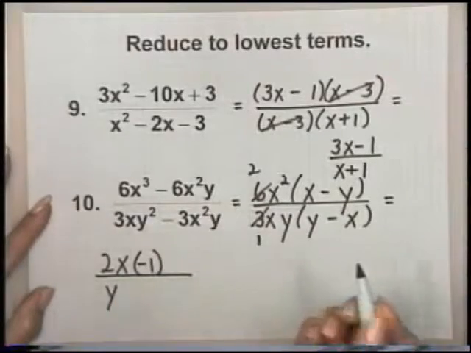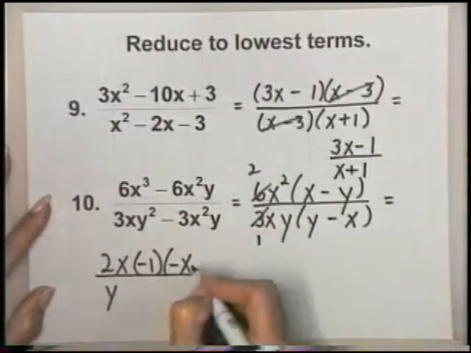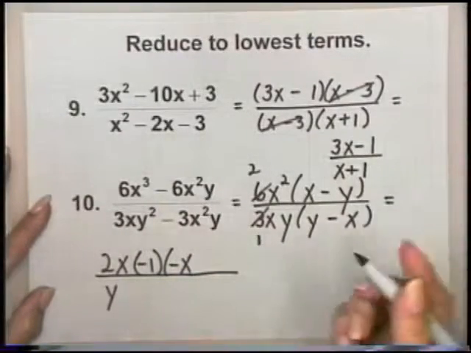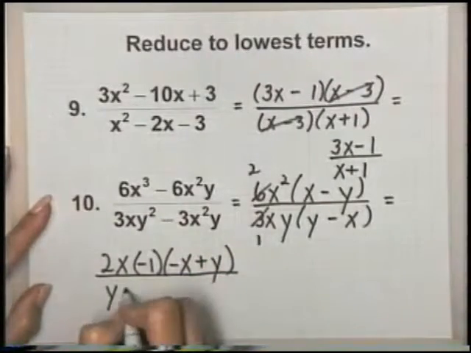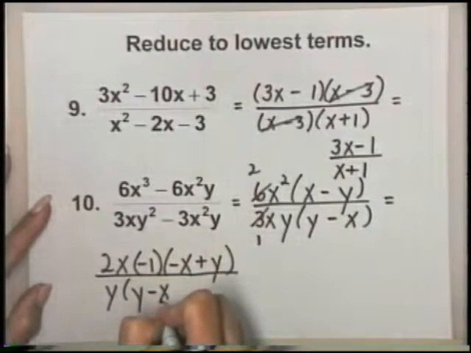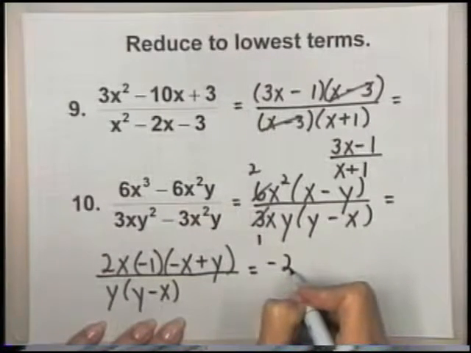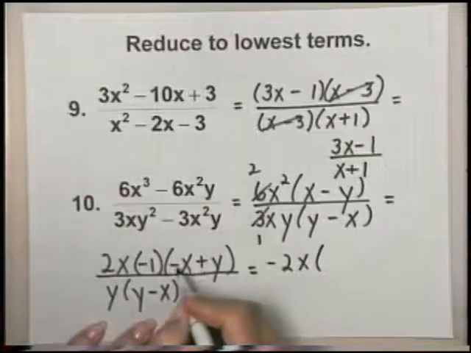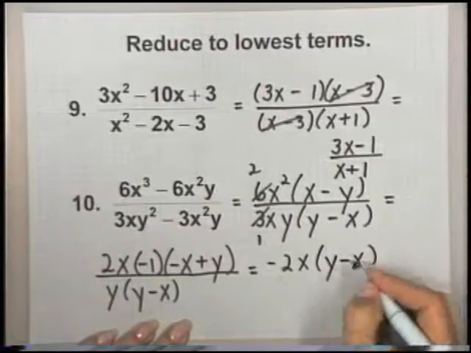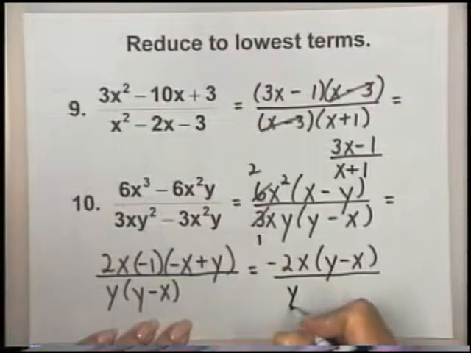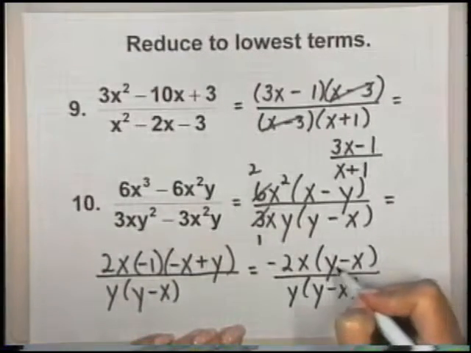Let's factor it out of this numerator factor. Let's write that factor of negative 1. When I factor negative 1 out of x, I'm left with negative x. When I factor it out of negative y, I'm left with a positive y. And then, of course, in the denominator, I have y minus x. Now, for this numerator, 2 times negative 1 is negative 2. We have a factor of x, and let's reorder the terms in the binomial factor. Let's write the y, then the minus x. In the denominator, we have the y times the y minus x.